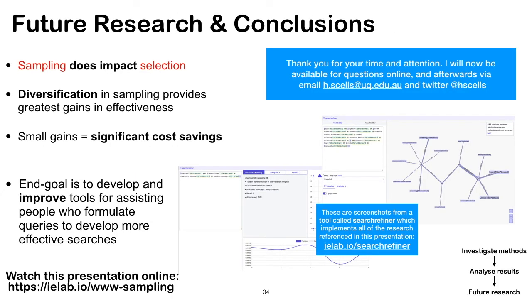And to summarize this talk, we found that sampling does indeed impact the selection of queries, that diversification provides the highest gains in effectiveness, and that the small gains we see can have significant time and cost savings for systematic review creation. The end goal of this line of research is to integrate it into tools for people to use to assist them to formulate more effective queries.